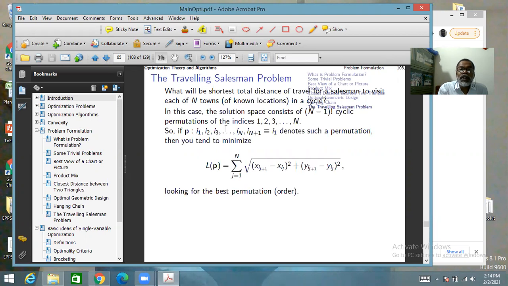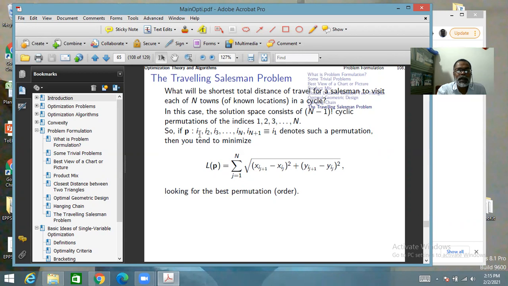So the solution space actually has (n minus 1) factorial cyclic permutations. If you number the towns in some manner 1, 2, 3, 4, 5, 6 up to n, then every cyclic permutation of that, starting from somewhere and ending there by visiting everything else once, is a permutation of these numbers. So each such permutation is a feasible solution. Among such permutations, he has to actually get the best permutation.